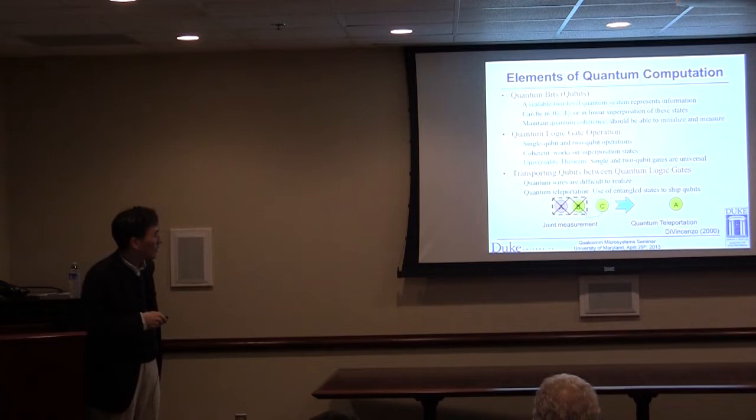And this actually works for an arbitrary state A, in the sense that if A was also a part of an entangled state that's entangled with another state D, after this teleportation process, you actually have this original state D entangled now with this particle C, because this state A has been teleported to here.